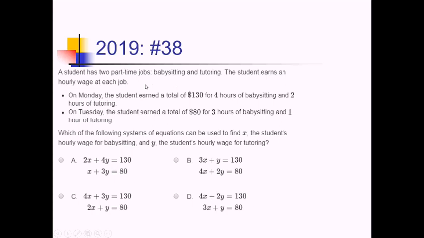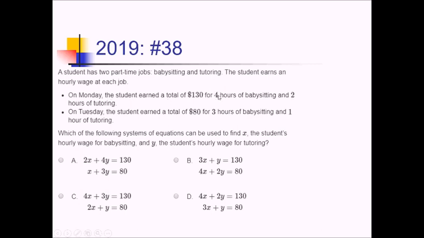For this problem, we have a student with 2 part-time jobs, babysitting and tutoring, earning an hourly wage at each job, and here's some information. We want to know a system of equations that can be used to find x, the student's hourly wage for babysitting, and y, the student's hourly wage for tutoring. So you didn't even have to solve these equations, you just had to set them up. So x is the wage for babysitting, y is the wage for tutoring. There we go. So first piece of information, on Monday, the student earned a total of $130 for 4 hours babysitting and 2 hours of tutoring.